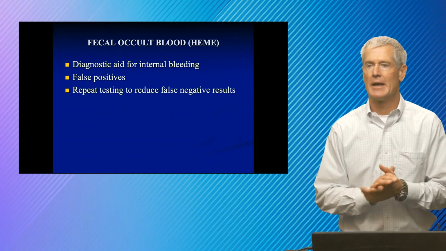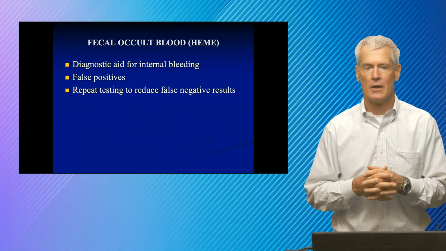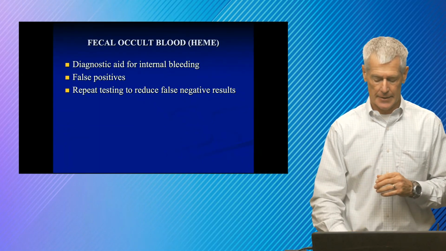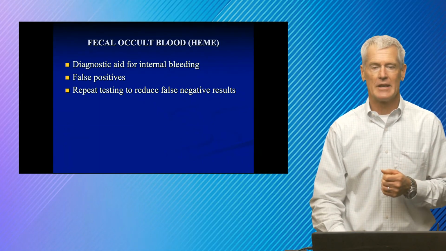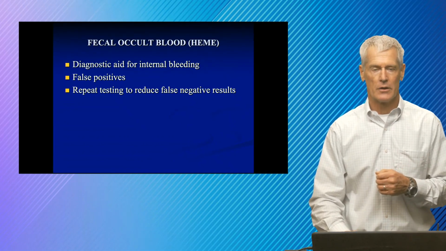We now do it by an immunoassay, and it's actually very sensitive. It's more sensitive than the guaiac test, and sensitive to like 50 nanograms per mL of hemoglobin in a fecal sample, so it's quite sensitive.